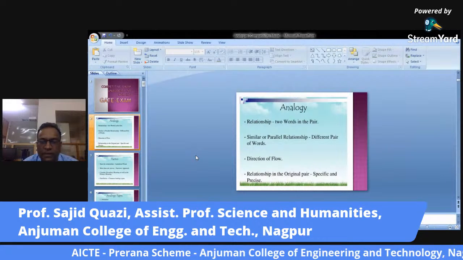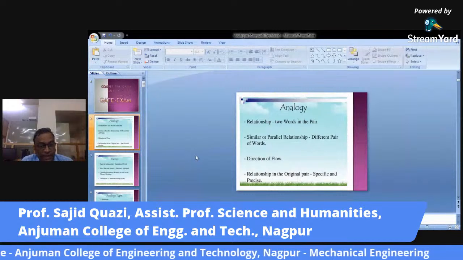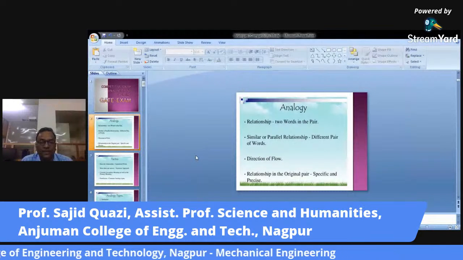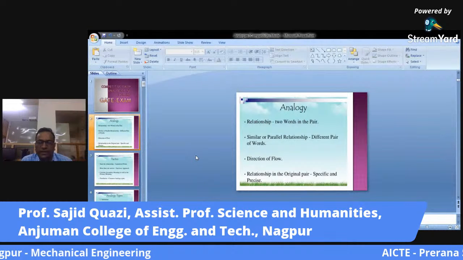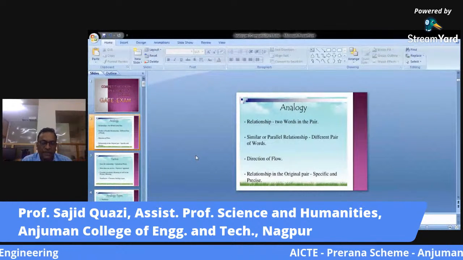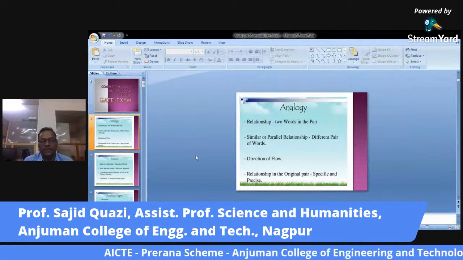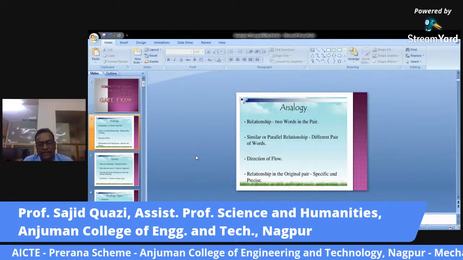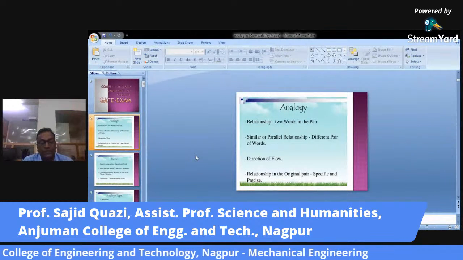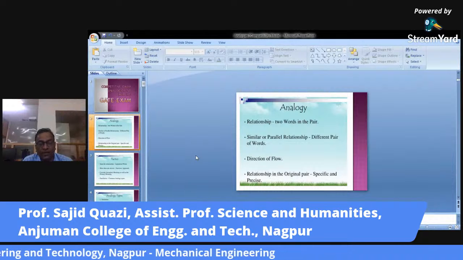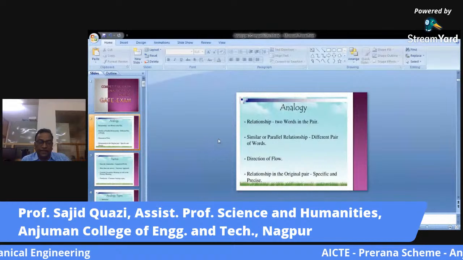Relationship, two words in the pair. Some examples may be included in this category: relationship, two words in the pair. Similar or parallel relationship, a different pair of words. It may appear in an examination, a similar or parallel relationship. You need to understand the basic part of the question first, and then on that ground you can solve the remaining part. Direction of flow, relationship in the original pair, specific and precise. This is the category that you should understand.